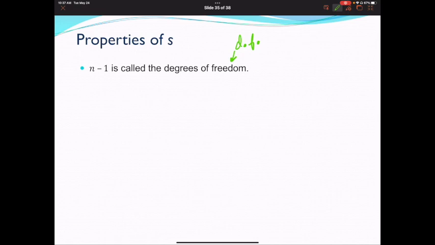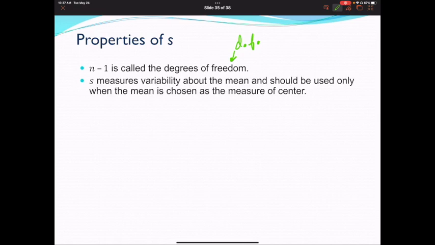S measures the variability about the mean, and should only be used when the mean is chosen as the measure of center. If we don't think the mean is the best measure of center, for example, typically with income, we wouldn't use the mean because we've got a ton of outliers. If there are a lot of outliers, we prefer to use the median instead of the mean, and then we shouldn't look at the standard deviation.